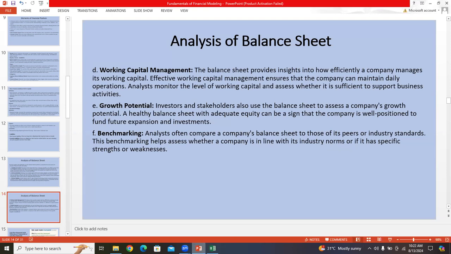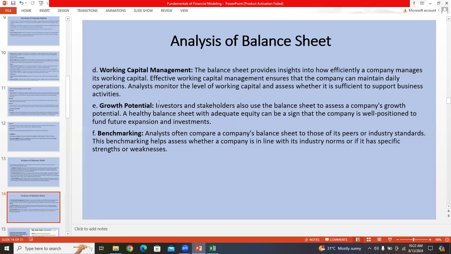If my company is growing downwards, that is an alarming situation. What does my working capital management explain? The balance sheet provides us insights into how efficiently a company manages its working capital. Effective working capital management ensures that the company can maintain daily operations. Analysts monitor the level of working capital and assess whether it is sufficient to support business activities. We can see the short-term business activities and the working capital dependence. What are my working capital elements?